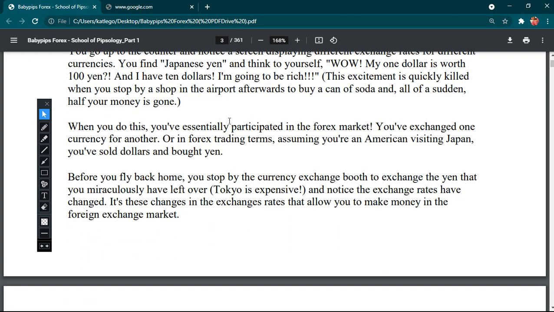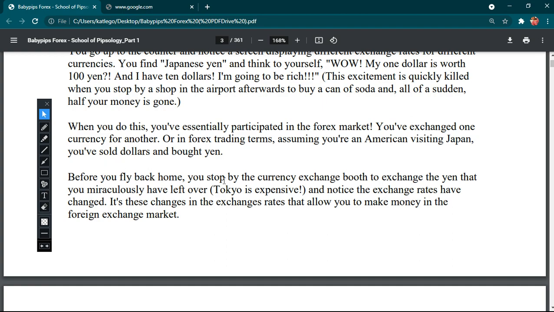So when you do this, you've essentially participated in the forex market. I did say this market is a highlighter: you need to know it's a market, not just forex. You've exchanged one currency for another, or in forex trading terms, assuming you're an American visiting Japan, you've sold dollars and bought yen. Because it's a market, you buy and sell. You sold your dollars and bought the yen because you wanted yen and you had the dollars.